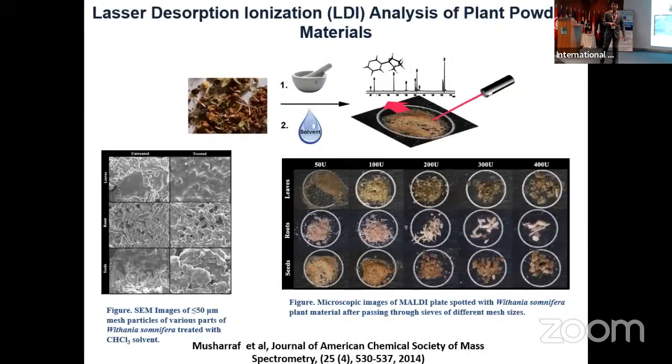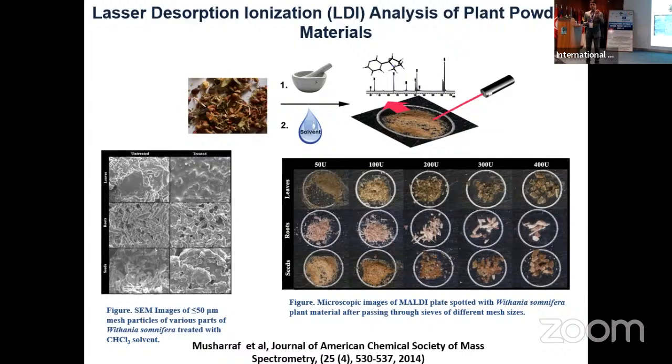So this was one of the methods that we have developed. It is based on laser desorption ionization. If you add a matrix, it's matrix assisted laser desorption, but in this method we have not used a matrix. It's a very simple and high throughput method. Believe me, it just requires a few milligrams of plant material. Just make it a powder and sieve it.